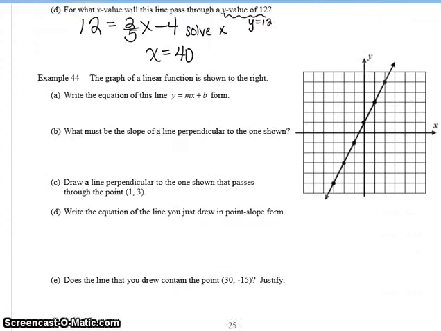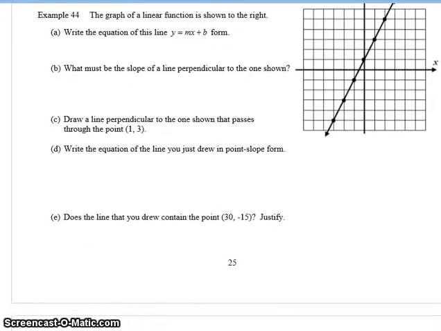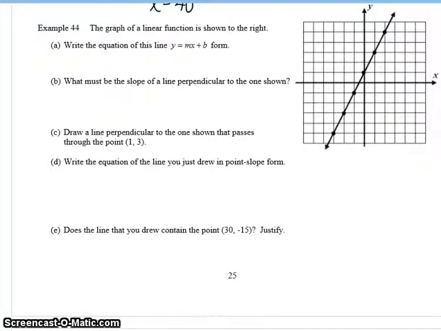All right, example 44. The graph of the linear function is shown to the right. Part A. Write the equation of this line in y equals mx plus b form. So to write any equation in slope-intercept form, you need to know m, the slope, and b, the y-intercept. Okay, so make sure you identify those. So my b is 1. How do I know that? Because look over here. The y-intercept, it's crossing over the y-axis at 1.